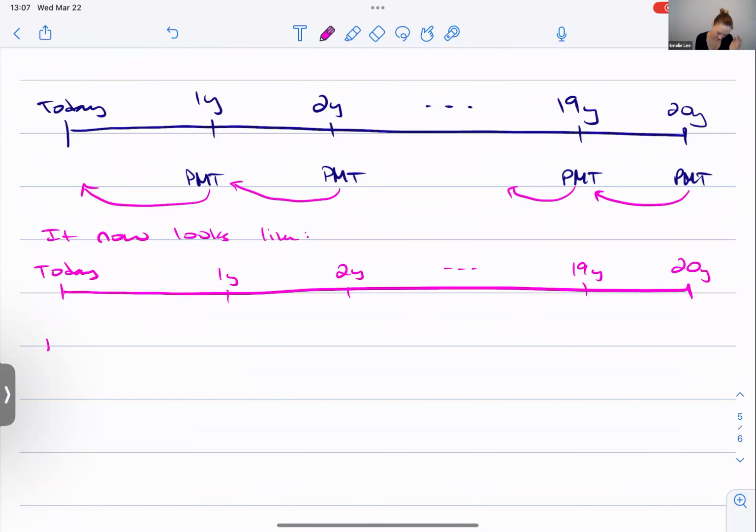First payment's today. Second payment is a year from today. Third payment 2 years from today. The last payment is at the 19-year mark, right? The day after 19 years, the beginning of that year. So there's no payment here, but there is a payment here. Otherwise, everything stays the same. And so now we can still find future values, present values.